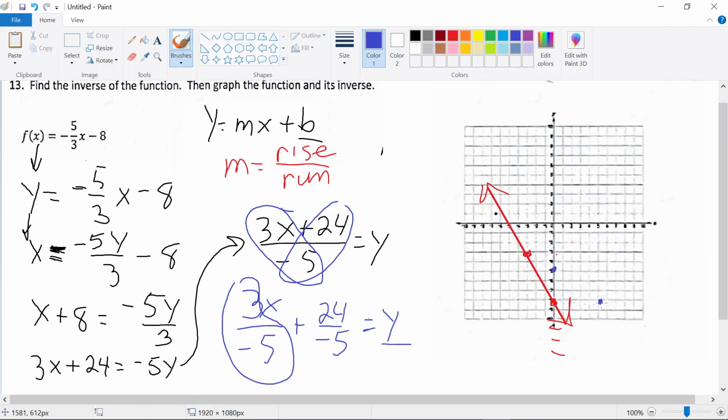Now, I'm just going to do my best to draw it. You can figure out where exactly they're supposed to cross and make sure they do that on your graph. If you draw it accurately enough, you'll have it. So there it is. That's the inverse, and there's the function.